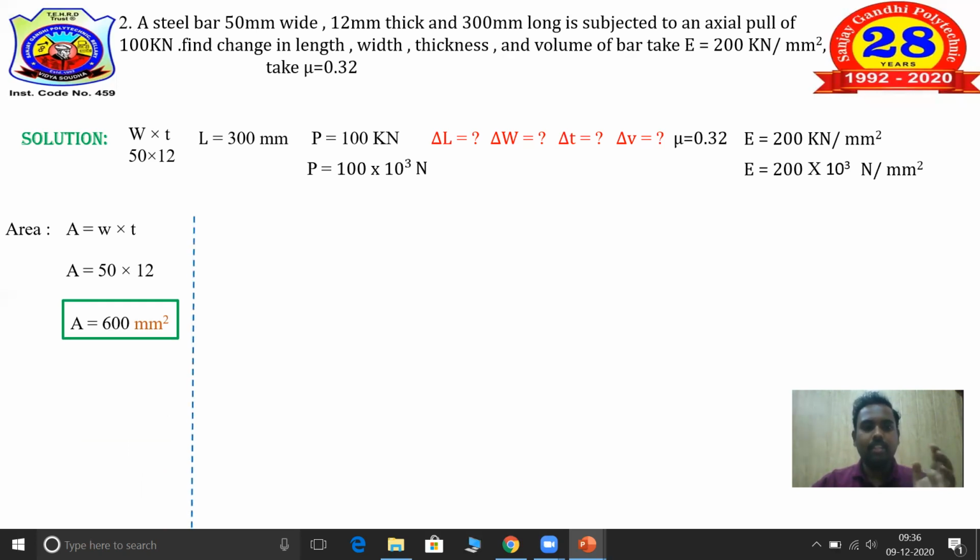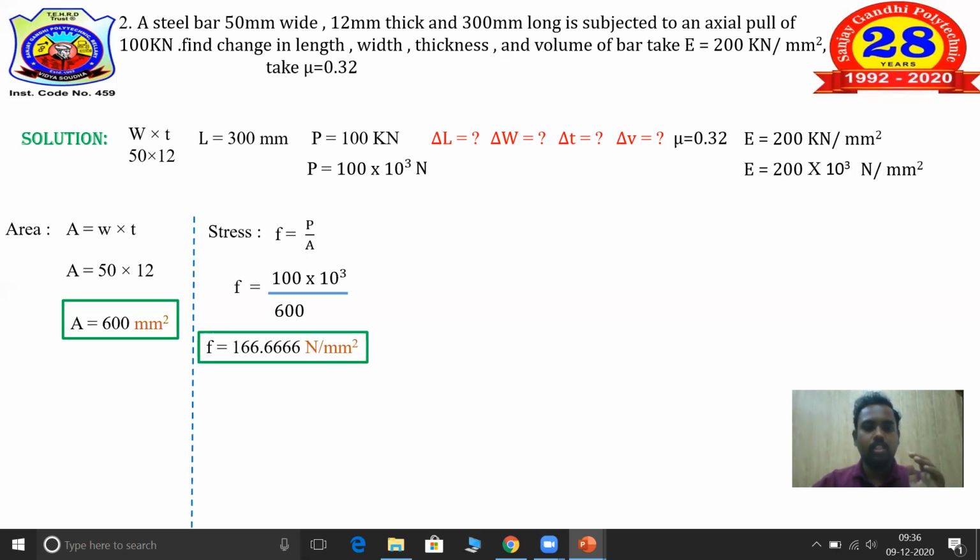Once I'm done with area, then I'll go for stress. Stress, sigma equals P by A. Do we know the value of sigma? No, it's unknown. What about P and A? Yes, they are known. So we have only one unknown, so we can solve this formula. Sigma equals 100 into 10 power 3 divided by 600. The final answer is 166.6666 Newton per mm square.